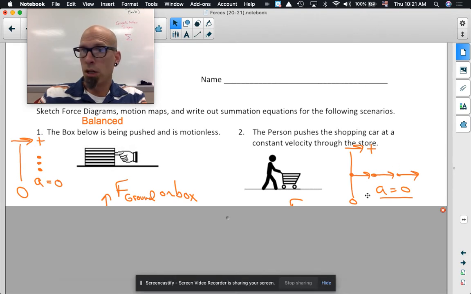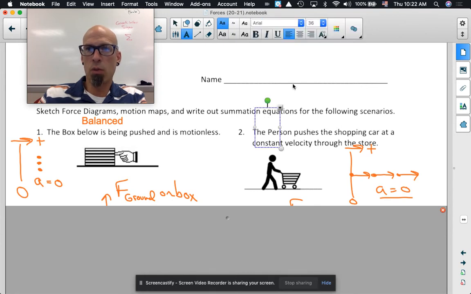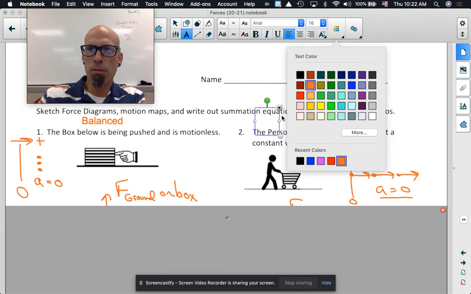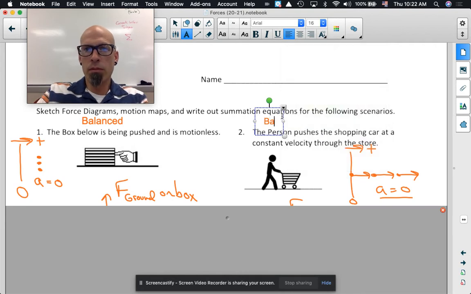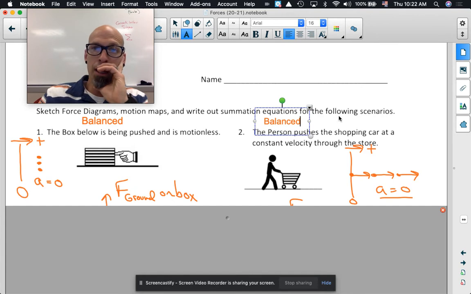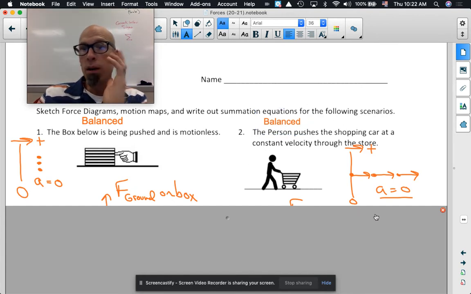Constant length arrows, no acceleration, which means what here in terms of balance? Balanced. Again, that one's balanced as well. How do we know? Because there's no acceleration. No acceleration, it's balanced. Okay, in both cases, which means our force diagrams have to show balance.